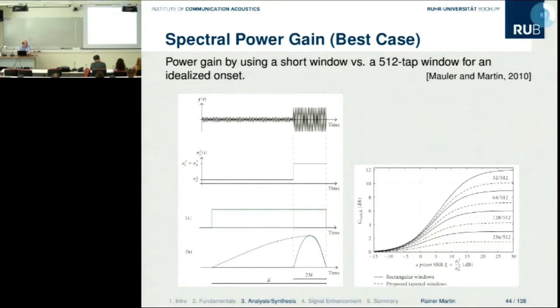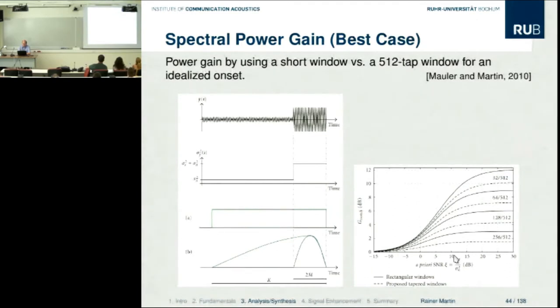And what you get is this gain function where we have the SNR on the x-axis, ranging from minus 15 to 30 dB, and here the power gain that you get by using a shorter window to analyze this transient burst. And this is shown in relation to the length of the long window. So the solid lines are for the rectangular windows. We can ignore them for now. And the dashed lines are for these tapered windows that we just designed.